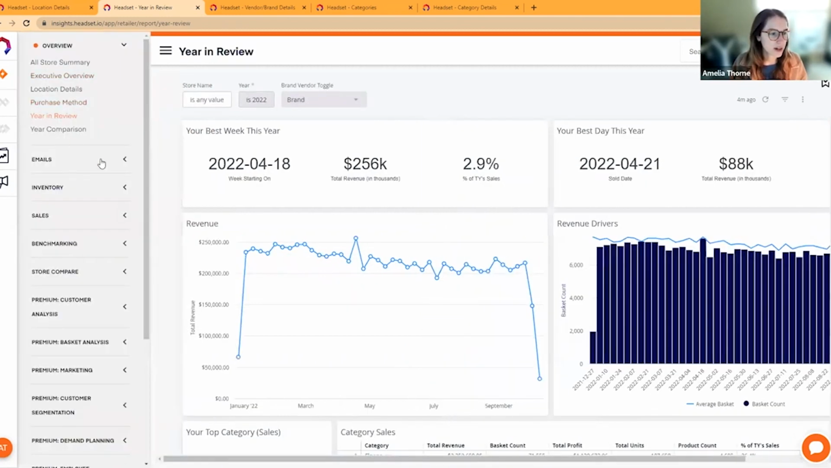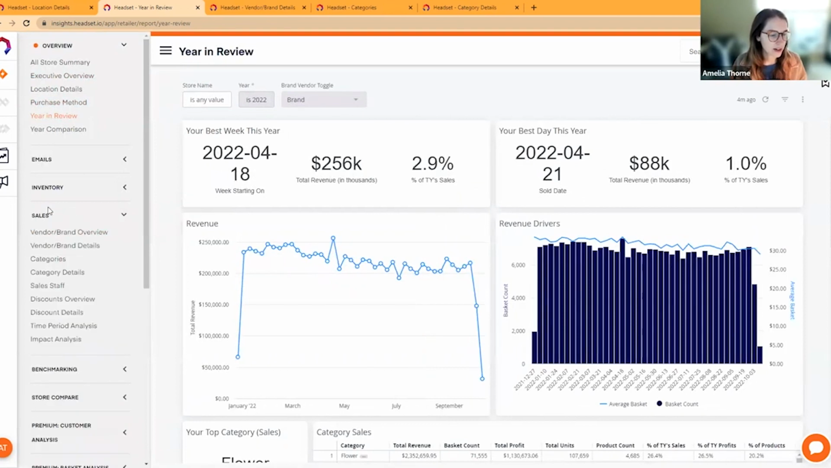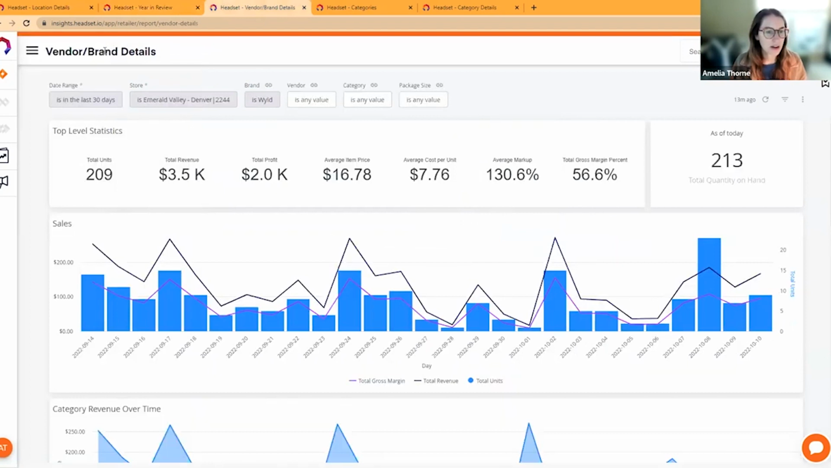Next, I want to jump to vendor brand details. That's going to be found under the sales module. Vendor brand details is really cool if you want to put a microscope on a specific brand or vendor or category. You can even drill down to package size here. So I'm choosing to look at just Wild. I want to see how Wild is doing at my store. This is a date range filter, so you can choose however long you want to look. I'm just looking at the last 30 days.